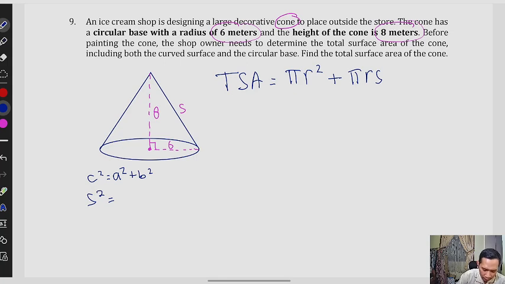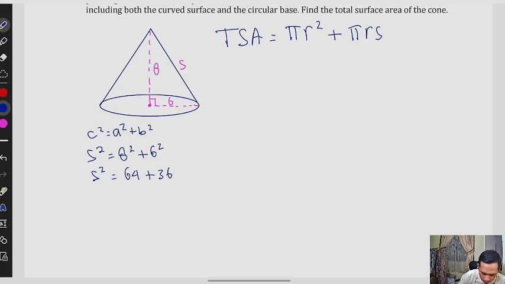You can choose either 6 or 8, it doesn't matter. So we have 8 squared, for example, plus 6 squared. So s squared equals 64 plus 36. When we add them together, I just want to remove the square, so s equals the square root of them. 64 plus 36 is 100, and the square root of 100 is 10. So s is equal to 10.